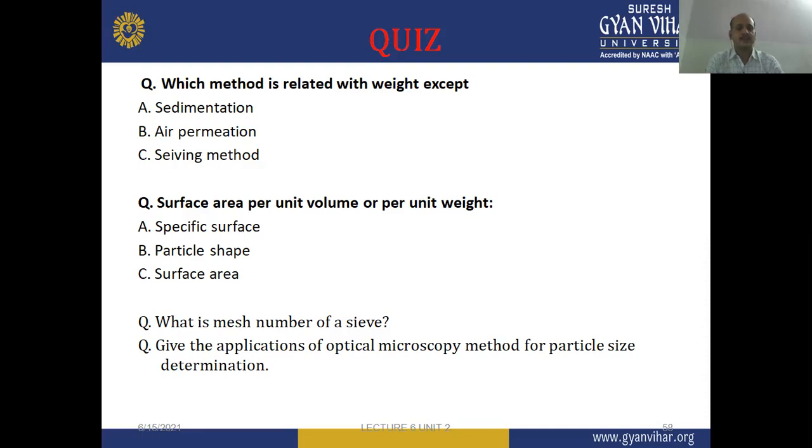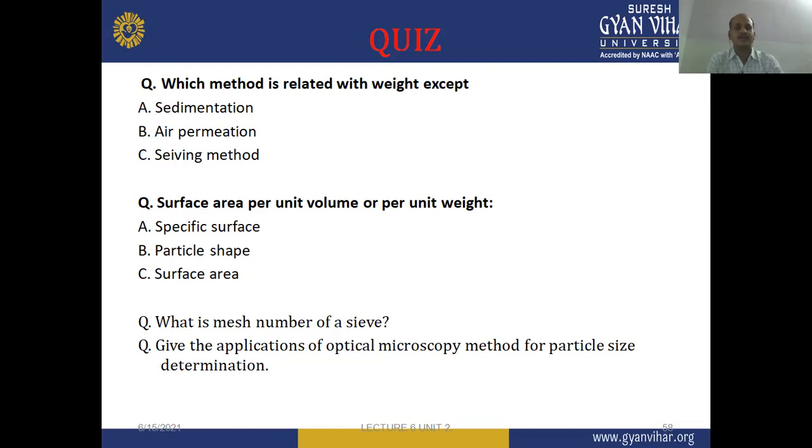Then the next question is, give the applications of optical microscopy method for particle size determination. We discussed optical microscopy and its advantages and disadvantages, with the working and procedure of the optical microscopy method for determination of particle size for liquid as well as for solid powder samples. So we have to summarize the applications of optical microscopy method for particle size determination here.